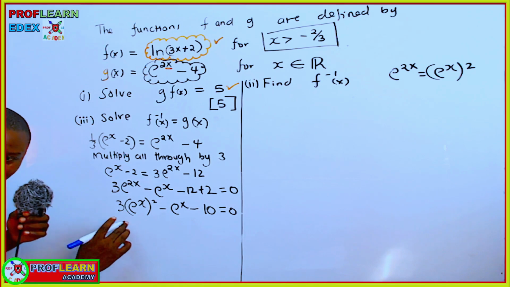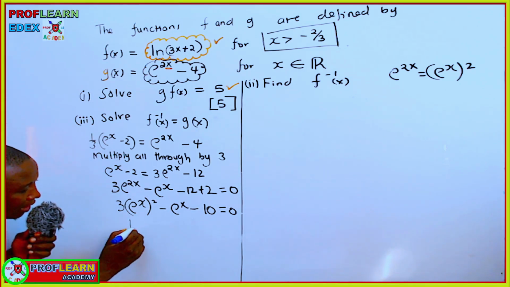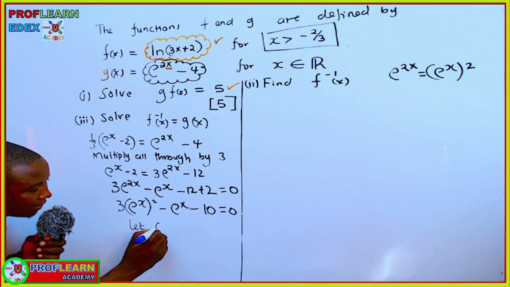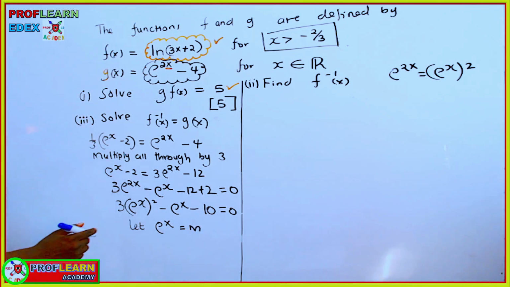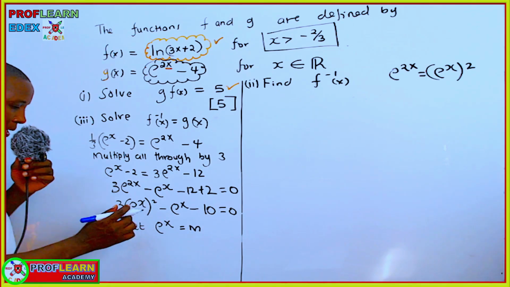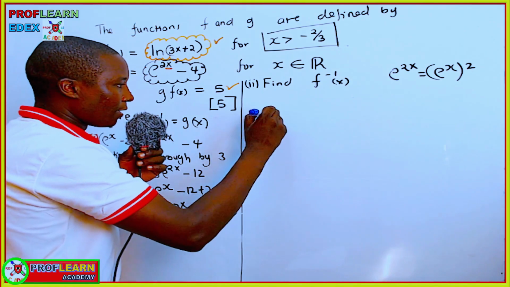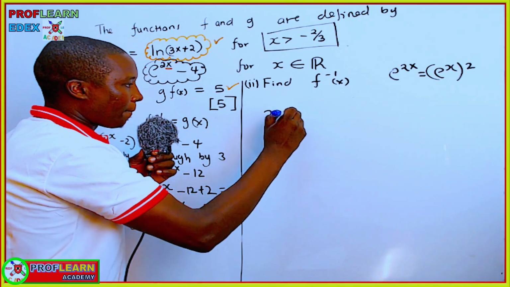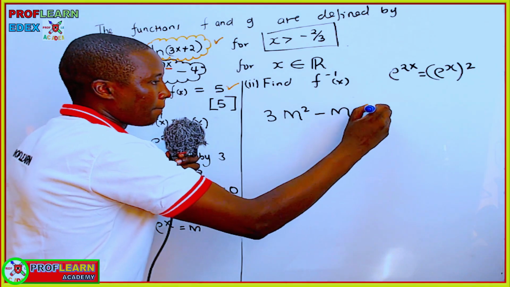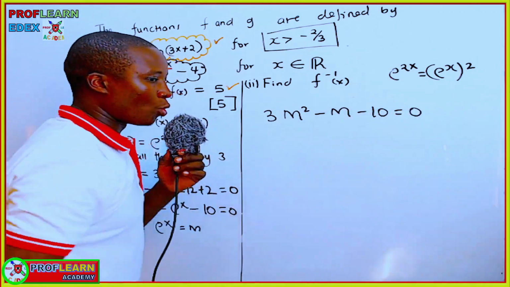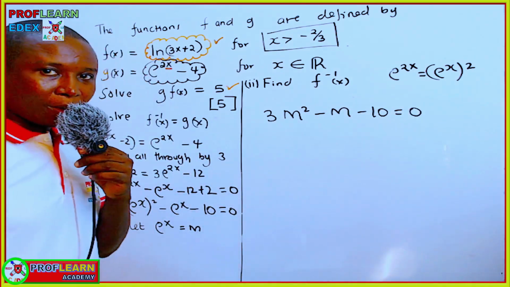So at this given point, to solve this, I'm going to let e to the x equal m, so that I can write a quadratic equation: 3m squared minus m minus 10 equals 0.